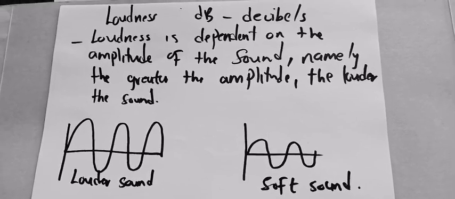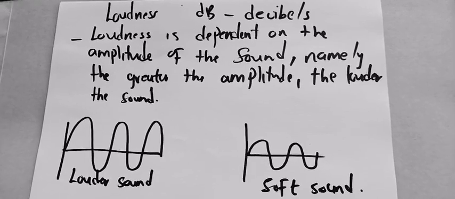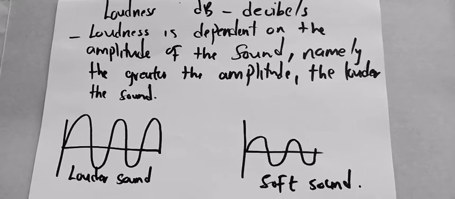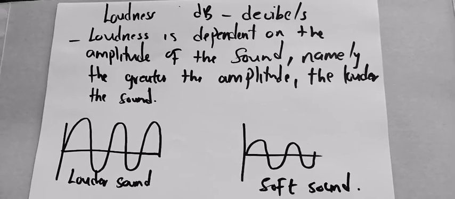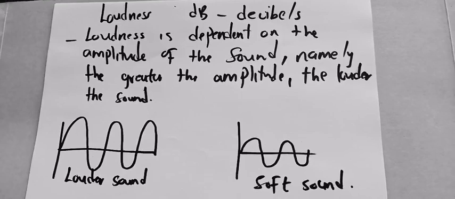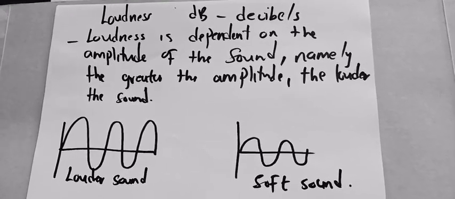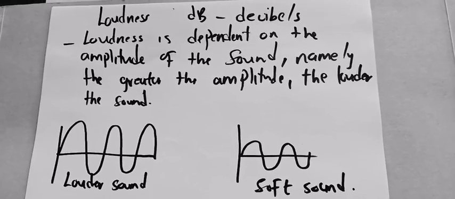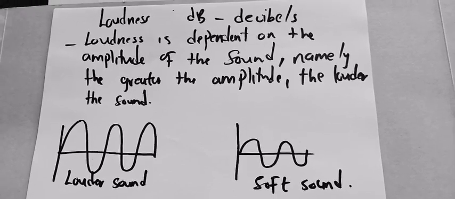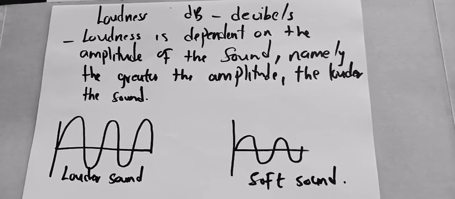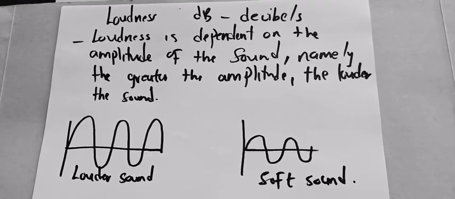Loudness is measured in dB or decibels. Loudness is dependent on the amplitude of the sound, namely the greater the amplitude, the louder the sound. If you can see, compare the amplitudes of these two transverse waves. The first one has a greater amplitude, it means it has a louder sound. That other one has a smaller amplitude, it means that there's a softer sound. I don't know if you get the difference. So loudness is dependent on the amplitude, but pitch is dependent on the frequency. So it is very important for you guys to know this and do not mix them.